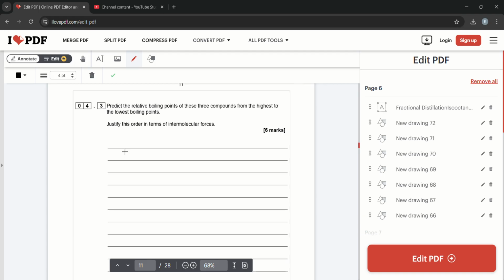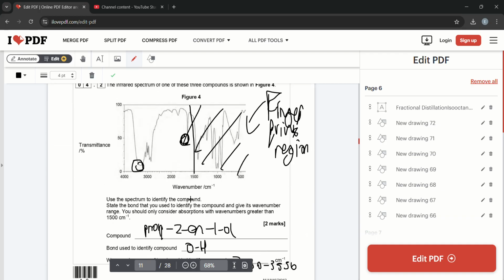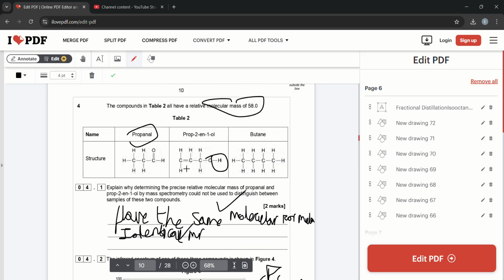And 4.3: predict the relative boiling points of these three compounds from highest to lowest boiling point, and justify this order in terms of intermolecular forces. So we have propanol, propene-2-ol and butane. This one obviously has hydrogen bonds, oxygen and hydrogen, hydrogen with N, O or F, and this is oxygen. Butane has just van der Waals forces, and propanol has permanent dipole-dipole forces.